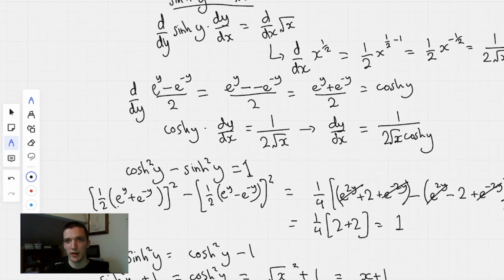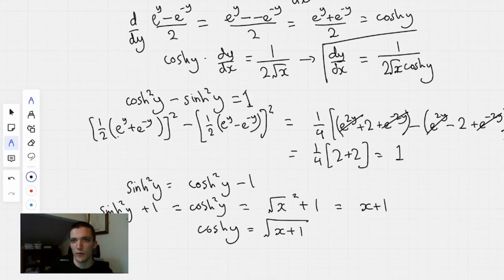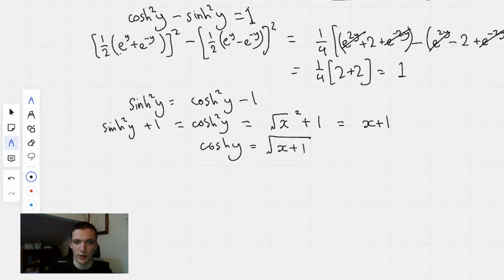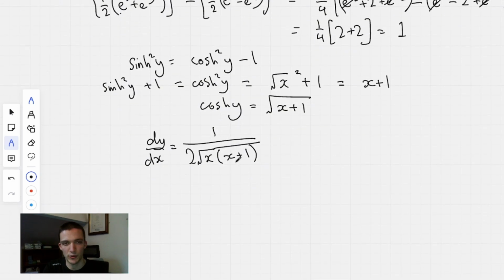Now, coming back to our equation up above, we had dy by dx is equal to 1 over 2 root x cosh y. That's going to be dy by dx equals 1 over 2 root x times root x plus 1, so I'm just going to write it like this, all under the same square root umbrella. So that is our final answer for dy by dx.